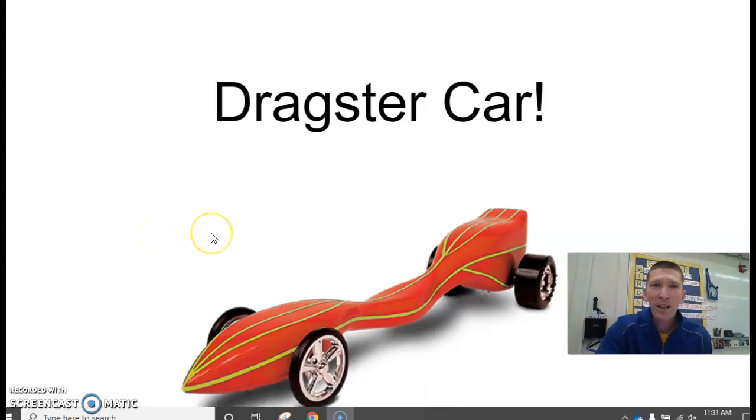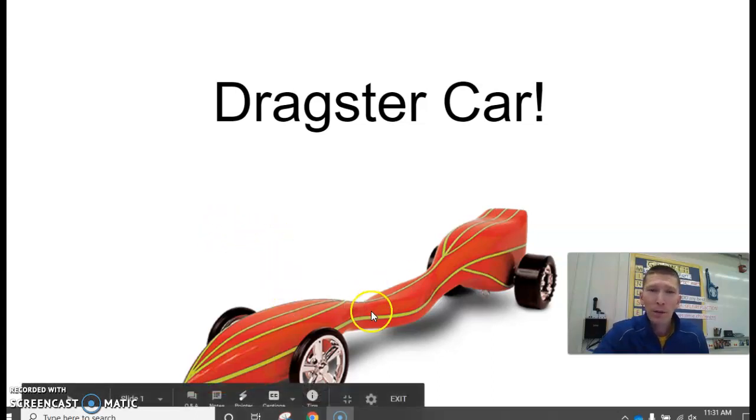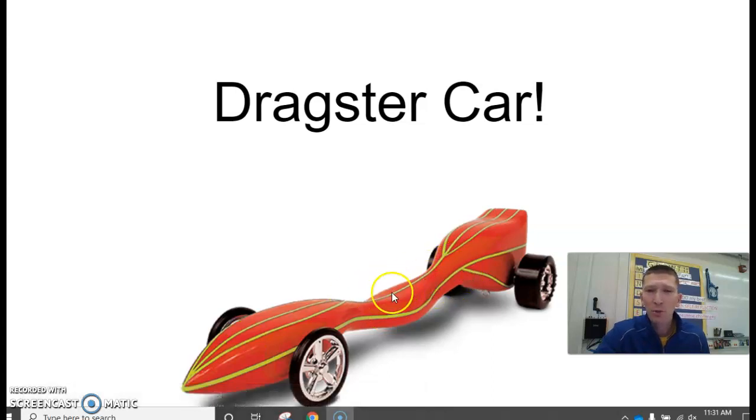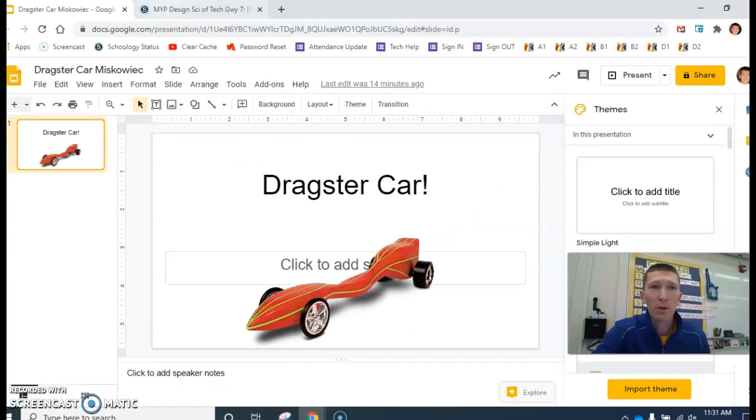Welcome, seventh graders. I'm going to explain the Dragster car project real quick and introduce the design notebook to you. Ultimately, you are going to be designing and creating a Dragster car. It could be similar to what you see on the screen here, but you will get to decide what you want your Dragster car to look like, and we're going to use the design notebook to help us go through that.